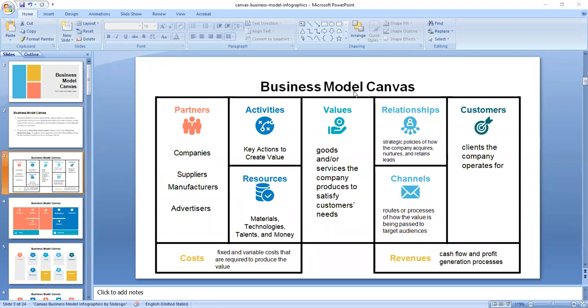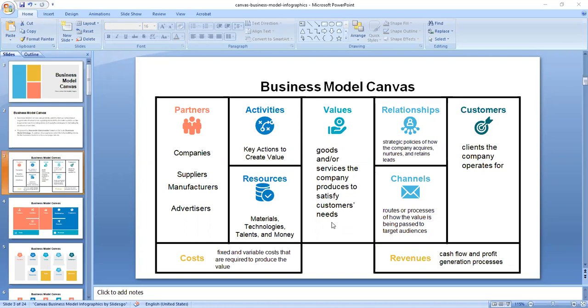Okay? Now, next to these activities and resources, if it's written in form of an arrow, are the values, or we call this the value proposition. What is it that you are really offering of value that is so different than the existing in the market? Okay? So this refers to goods and or services the company produces to satisfy customer needs. Now we'll go later to value proposition. Now we go to relationships.